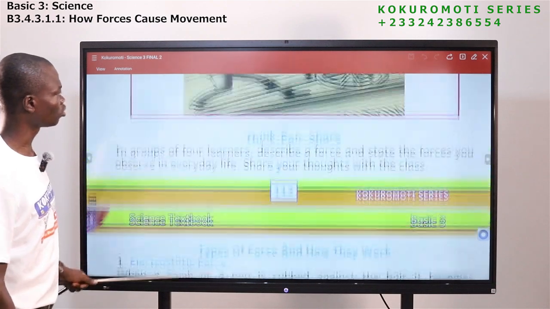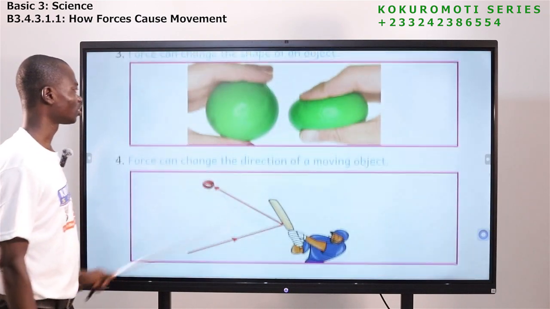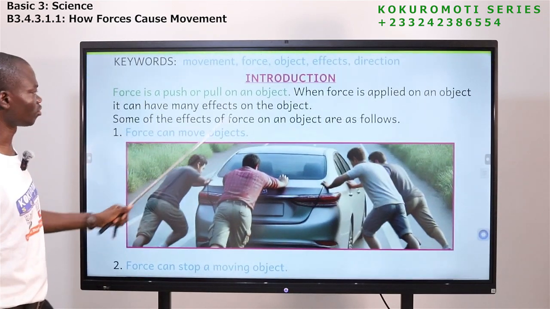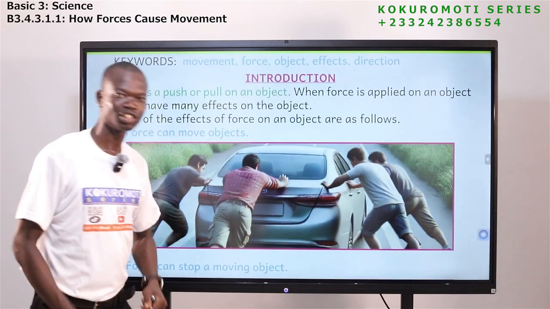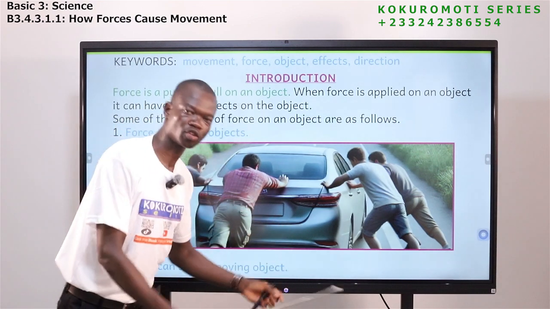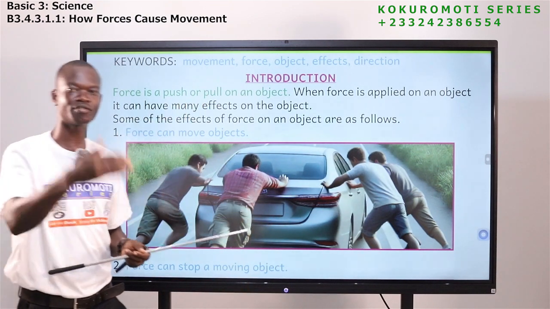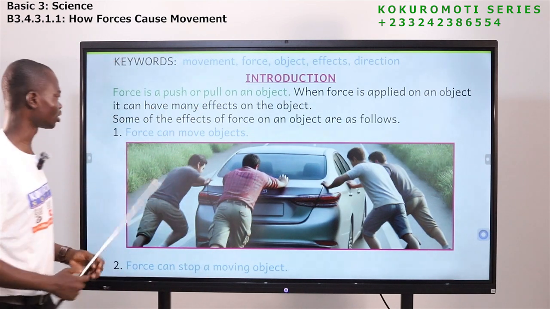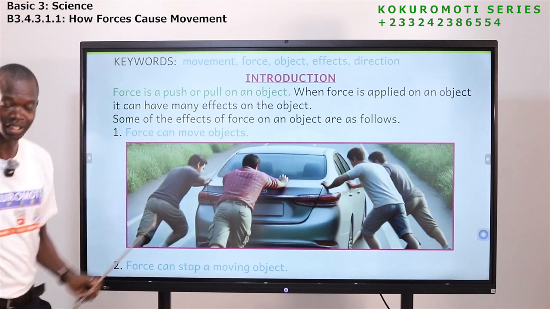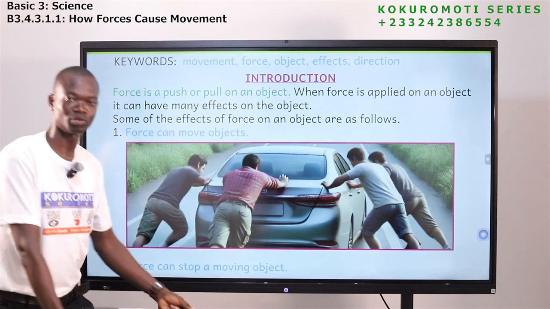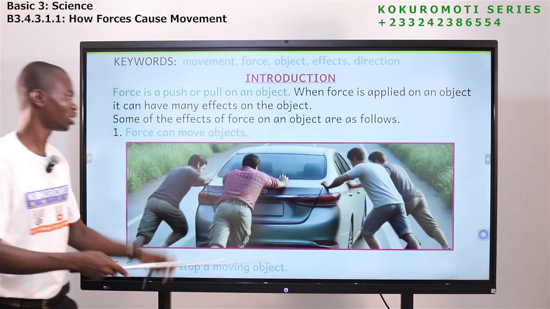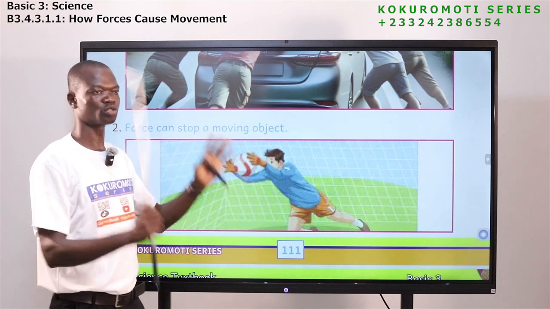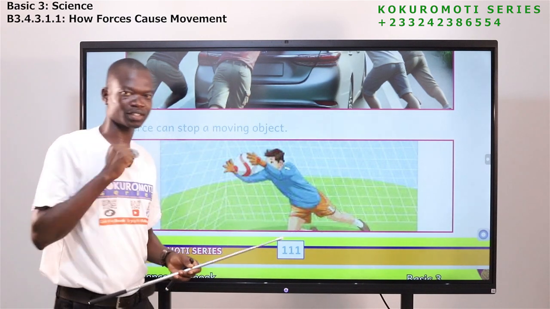So the things that we mentioned, we look at the effects of force on an object. Anytime you pull something or push something, what are the effects that happen? The effect that we mentioned is that force can move an object. If you push something, it will move. If you pull something too, it will move. Here too, force can stop a moving object. If an object is going, you can use force to stop it.